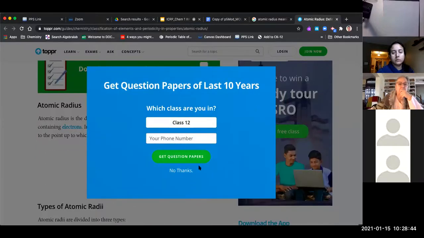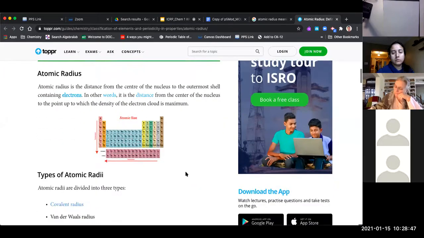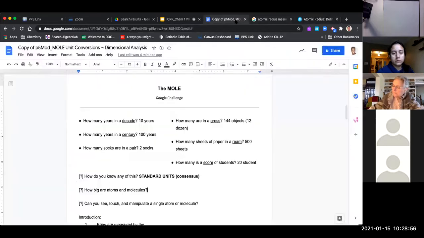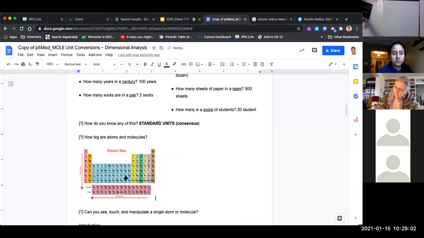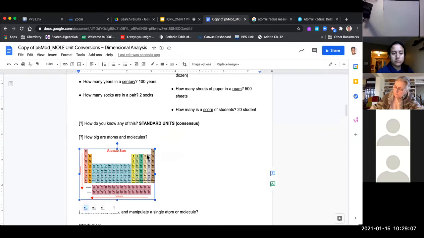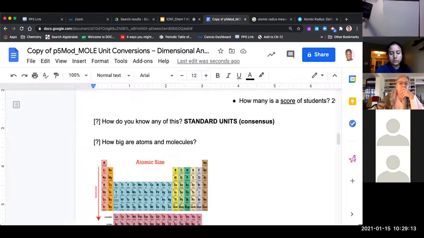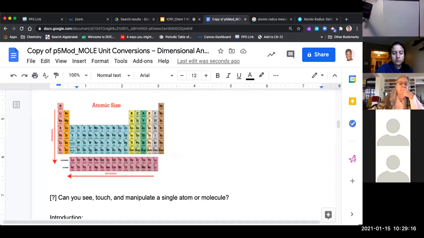Now you can click whatever option you would like, and you can do like we did before. Click on the image, copy the image, and I'm going to paste it into my document here. So I'm going to paste how big are atoms. I want everyone to understand that when we are talking about atoms, it is a thing that people actually measure, and it changes, and it's different than molecules.